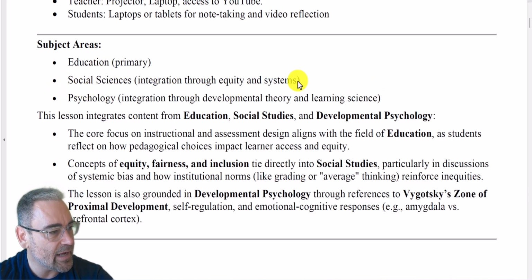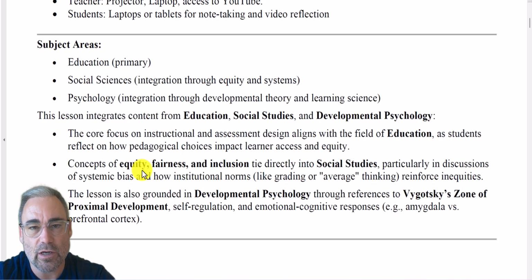Next, I want to draw our attention to the subject areas, where I have my primary, education, but I also have the connected subject areas, in this case social sciences and psychology, as well as a description. If you notice the scoring rubric, you have to connect it to different subjects to receive a 4.